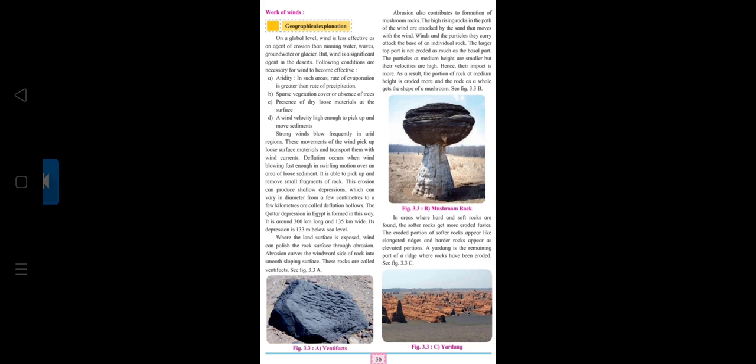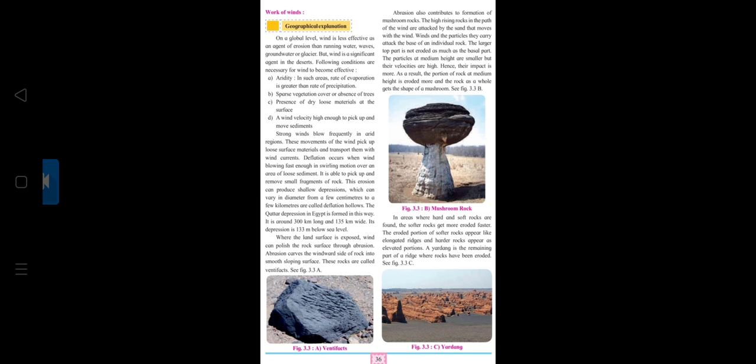Now, I will tell you more about ventifacts, but what are ventifacts? If you look at figure 3.3, this is a ventifact, a pebble or cobble that has been grooved or polished by erosion. That's the action of wind, erosion by wind. When these pebbles have been polished and grooved, that is called a ventifact. Abrasion also contributes to the formation of mushroom rocks. Figure 3.3 shows how a mushroom rock looks.